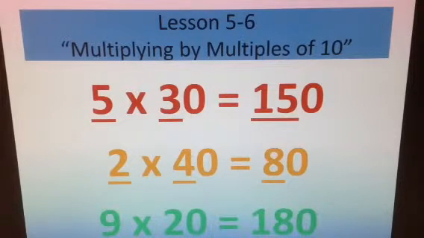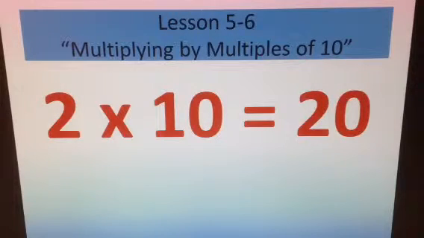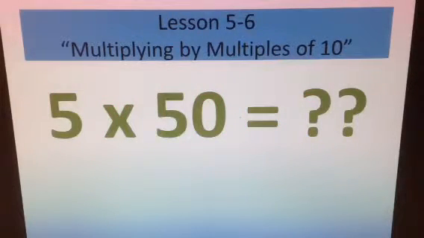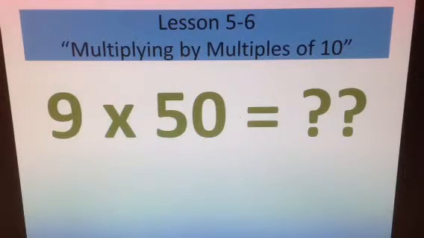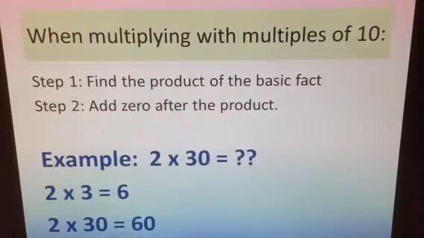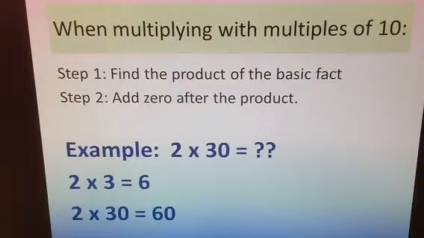We were looking at how basic facts can be used to solve these problems. That's what the underlining is for. Tried a few more with the class. And then we talked again about the steps to solve multiplying with multiples of 10. Find the product of the basic fact, add a 0 after the product. So in the problem 2 times 30, the basic fact is 2 times 3. 2 times 3 is 6. Put a 0 at the end of that product, you have 60. So 2 times 30 is 60.